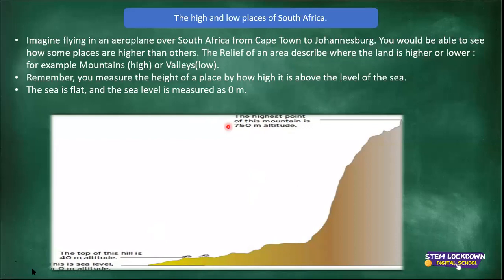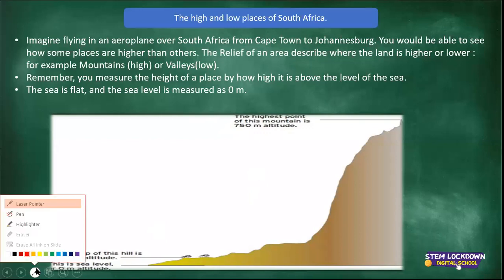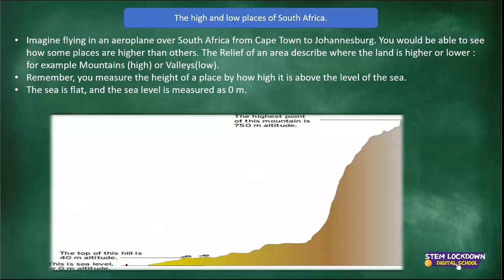So here they have calculated, wait a moment. They have calculated that from this point, which is the sea level, as you can see, from the sea level until here, it is 750 meter altitude, all right?